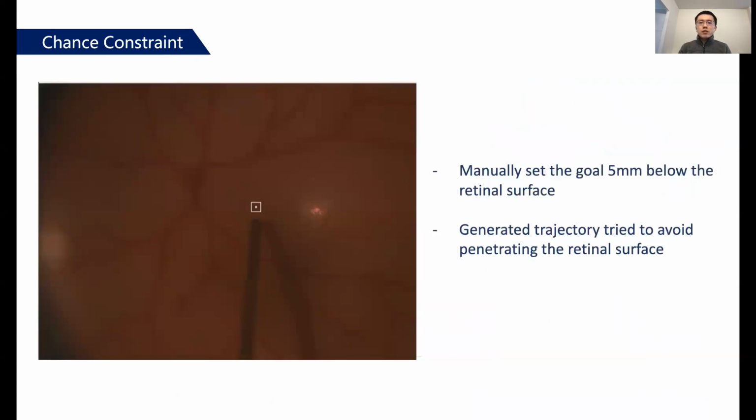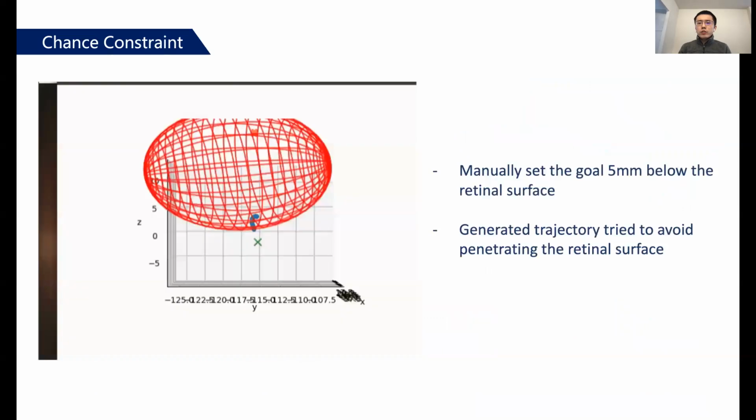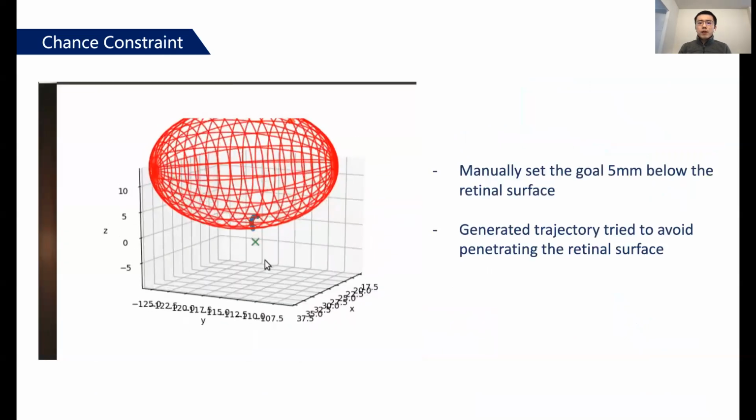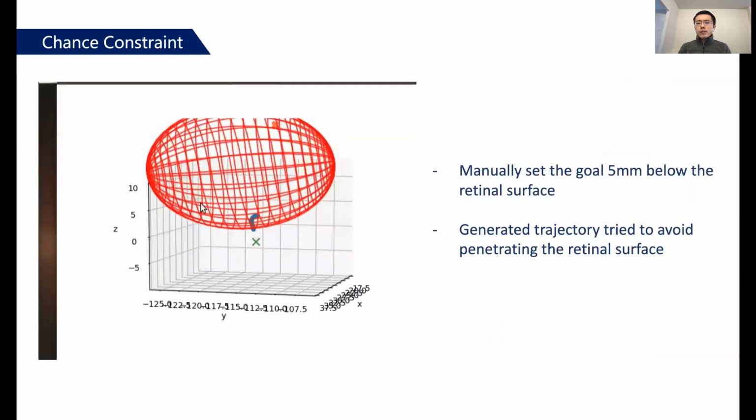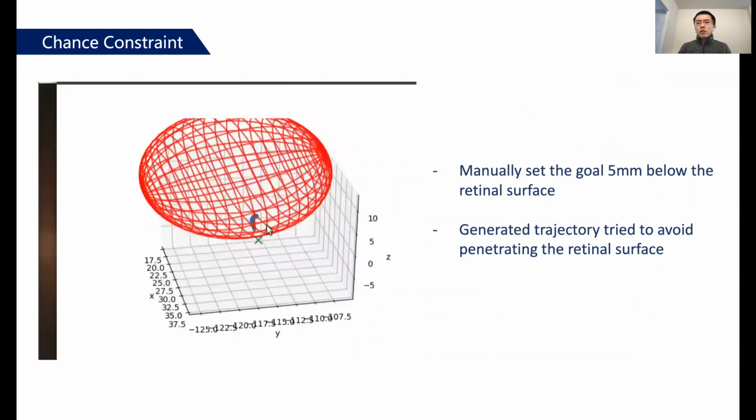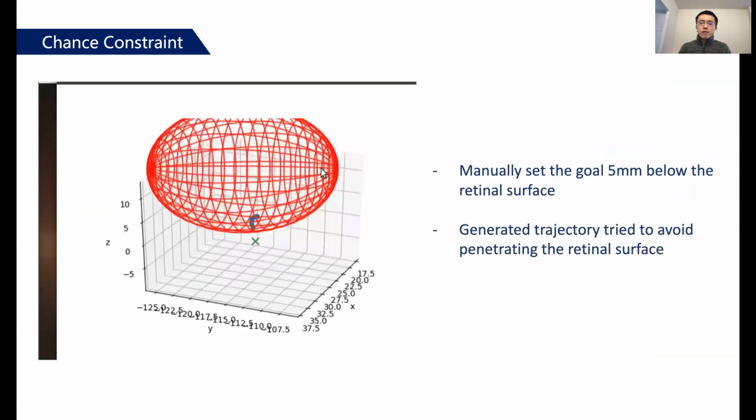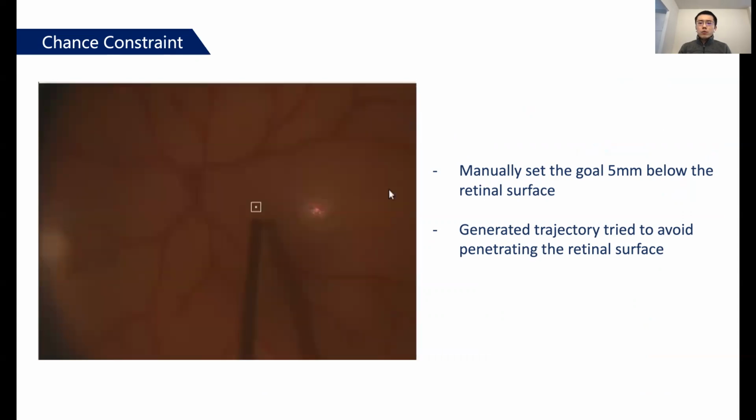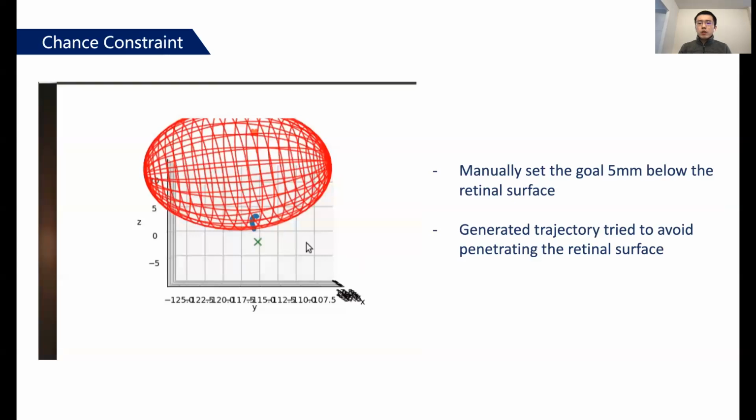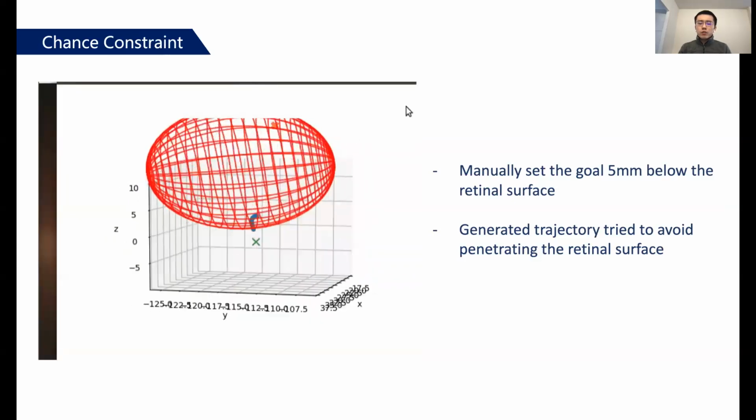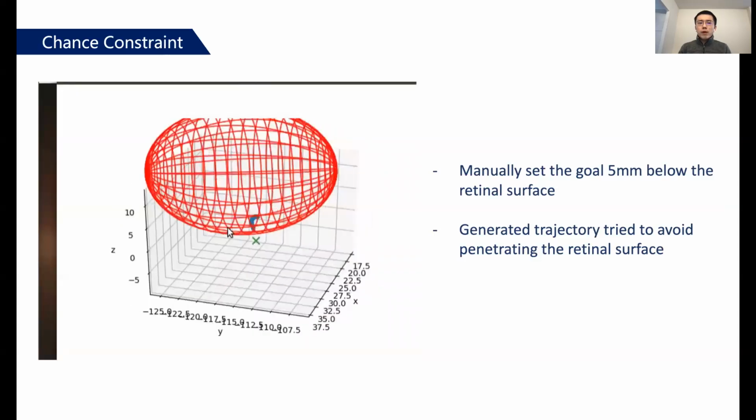To test how the chance constraint affects the trajectory generation, we manually set the goal 5 millimeters below the retinal surface. We can see from the video that the generated trajectory tries to avoid penetrating the retinal surface, which is exactly what we want. By combining this chance constraint method and real-time geometry estimation, we control the robot to navigate to 20 predefined goal positions to check the performance of our method.